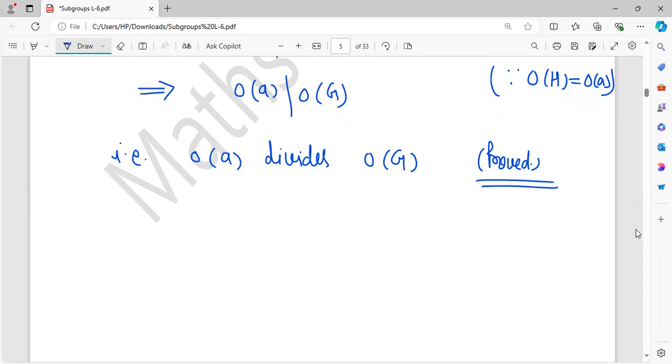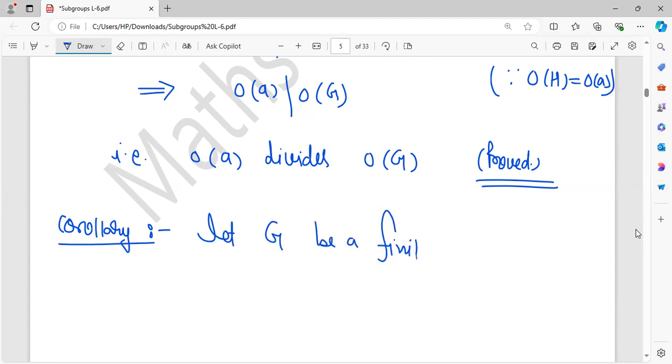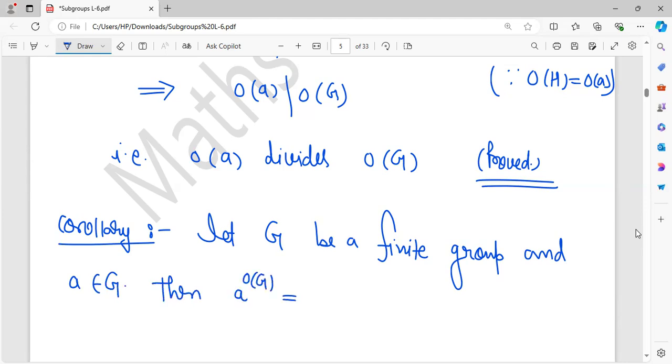So another corollary: let G be a finite group, and a belongs to G. Then a raised to the power order of G is the identity. Let's prove it.